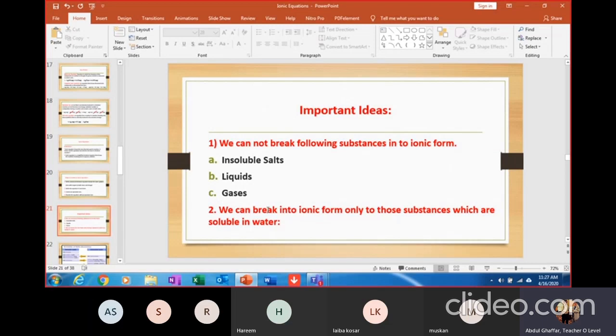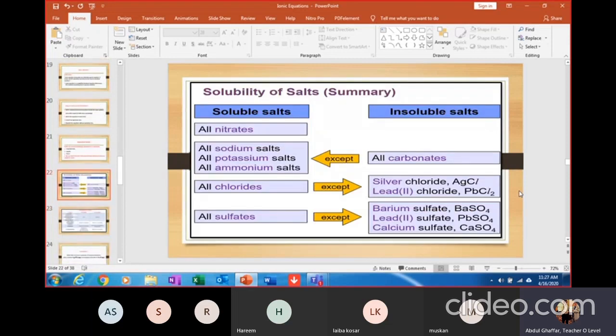Another point is that we can break into ionic form the substances which are soluble in water, which dissolve in water, and that is the reason they break down into ionic form, right? So for your help, these are the two tables for the soluble and insoluble salts. This is a very important table in the salt chapter. All nitrate salts, sodium nitrate, potassium nitrate, calcium nitrate, are soluble. There is no insoluble nitrate salt. All must be in aqueous form.